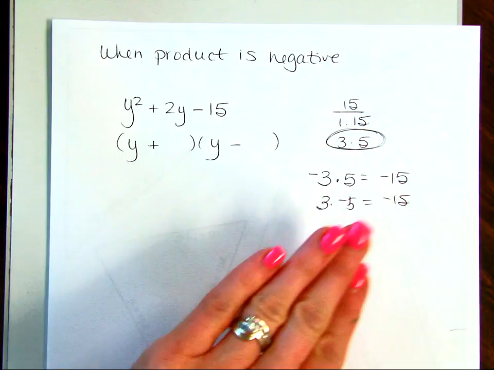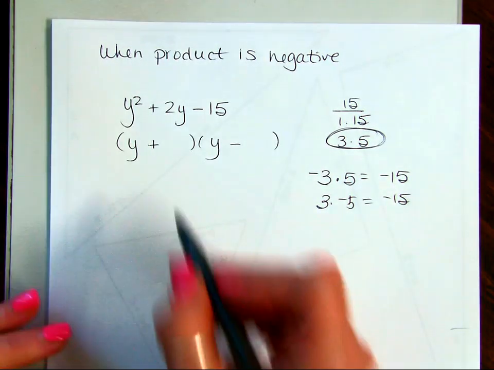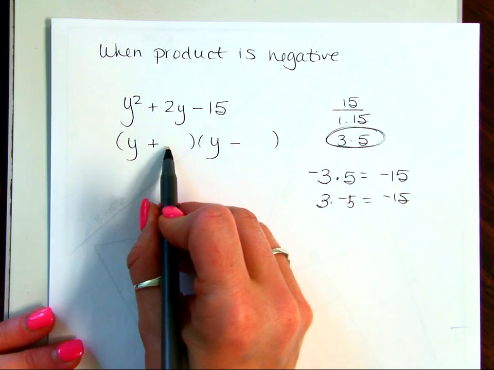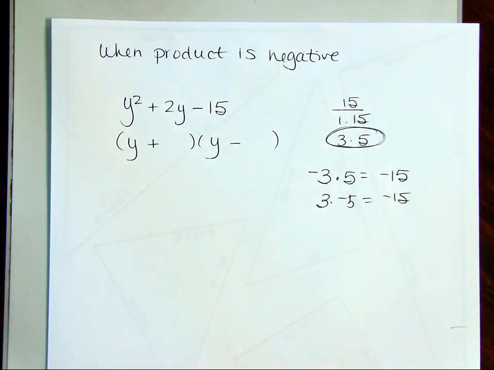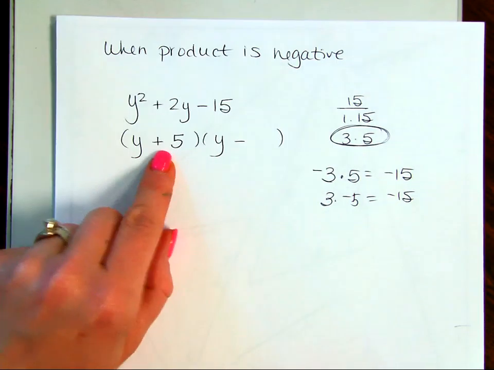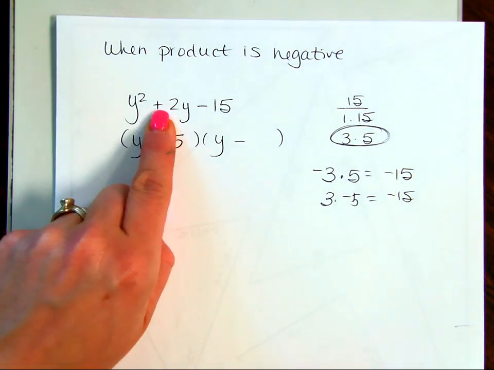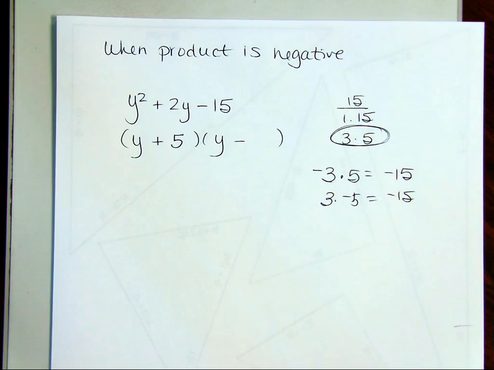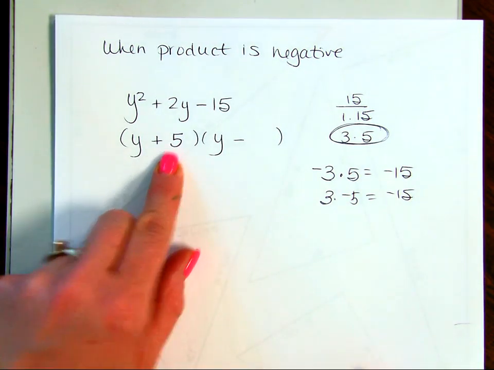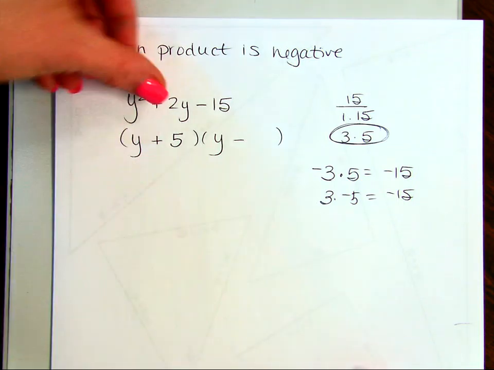So which one do you think needs to go here? The 5. Because when we subtract, we take the sign of the larger number. So put the larger factor with the sign that you need your sum to be. That was so important, I'm going to say it again. Put the number with the sign that you want your sum to be, and then this one goes here.